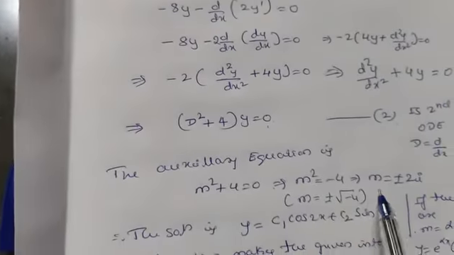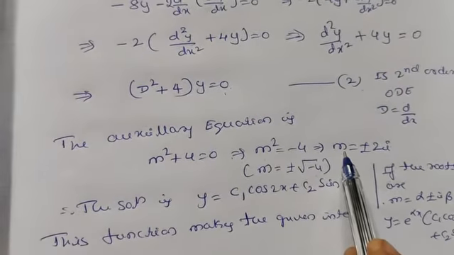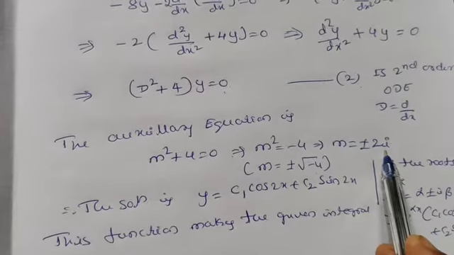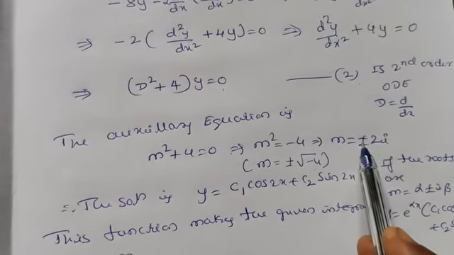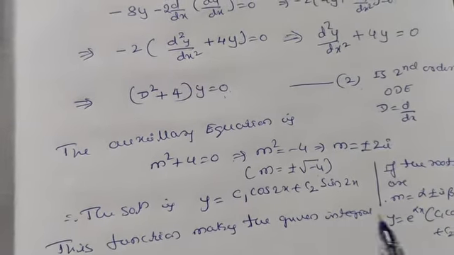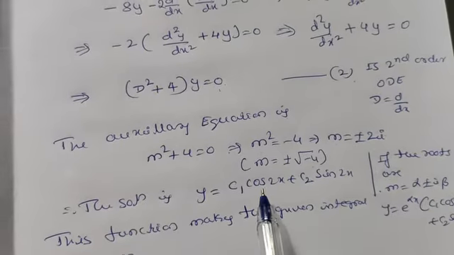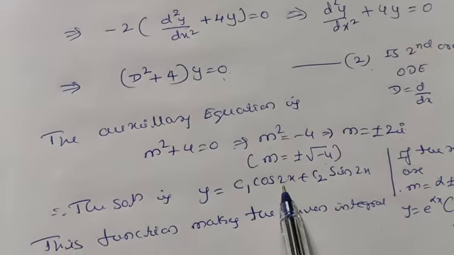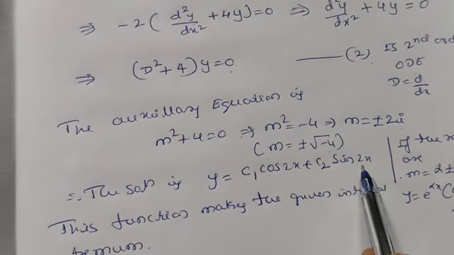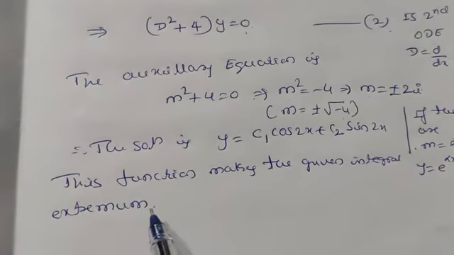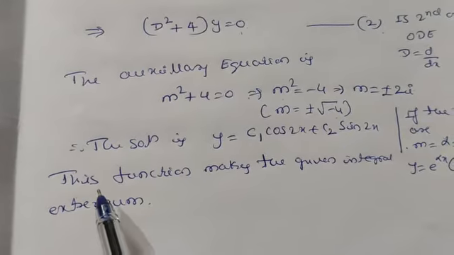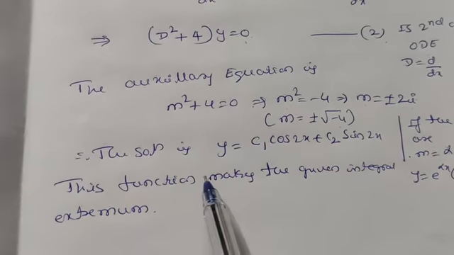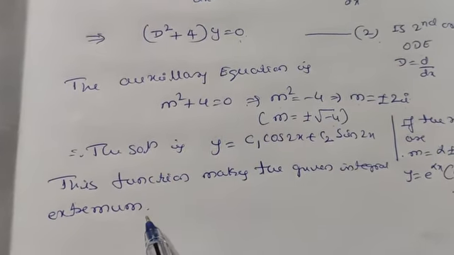So in this equation here we have m is equals to plus or minus 2i. Here real part is 0, alpha is 0. So it is e raised to 0x, that becomes 1. So we have simply y is equals to c1 cos 2x plus c2 sin 2x. So this is the required solution of a function which makes the given integral extremum.